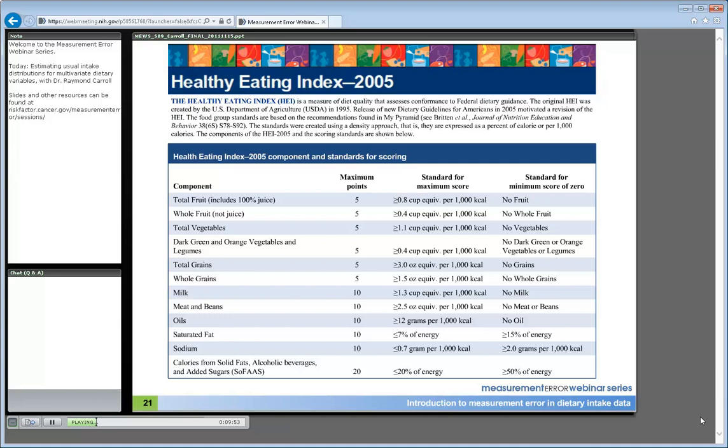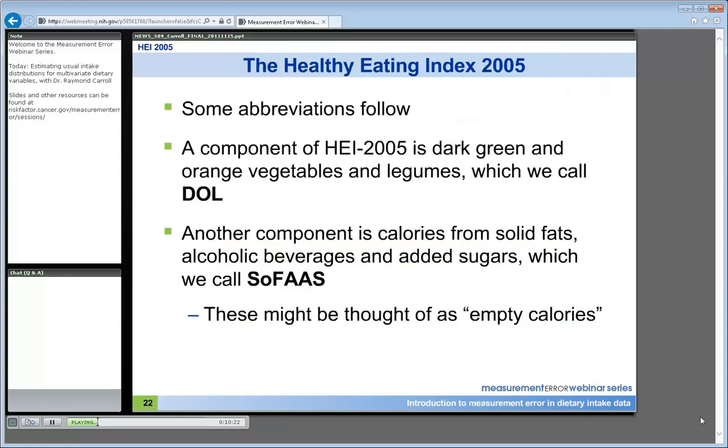Here is a picture I got from the web that the USDA put out, and it lists some of the variables. You can see total fruit, whole fruit, total veggies, DOLs, I'll define all these, total grains, whole grains, etc. There are 12 components in the HEI plus the adjustment for energy. And there's a formula here, but I'll talk about it in bigger font. I'm going to call DOLs dark green and orange vegetables and legumes. And the other thing that has an acronym is calories from solid fats, alcoholic beverages, and added sugars, which are the infamous SOFAs, which might be thought of as empty calories.